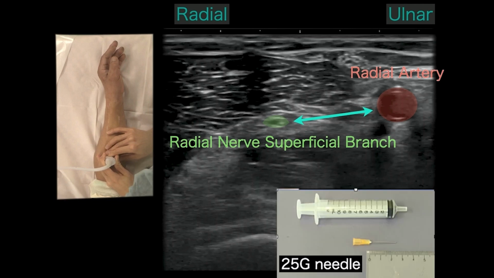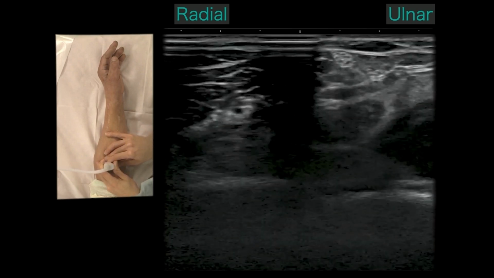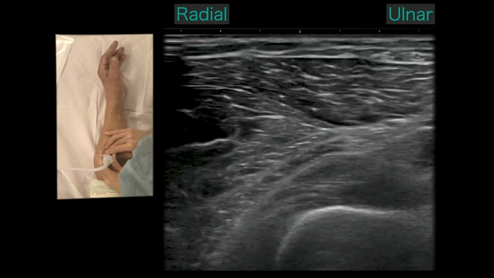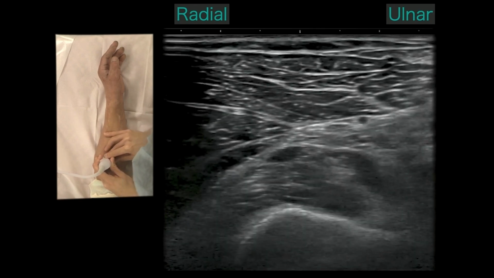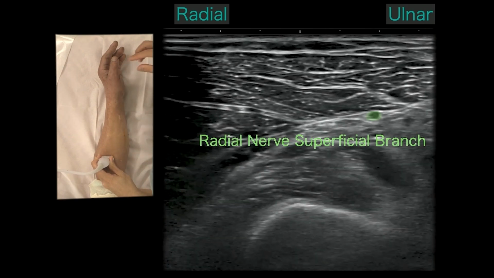Using a smaller needle is important to minimize pain. On the ultrasound screen, move the probe towards the radial side to bring the radial nerve closer to the injection site. When the nerve shifts towards the ulnar side, adjust the angle of the probe relative to the forearm to make the internal structure of the nerve as clear as possible.